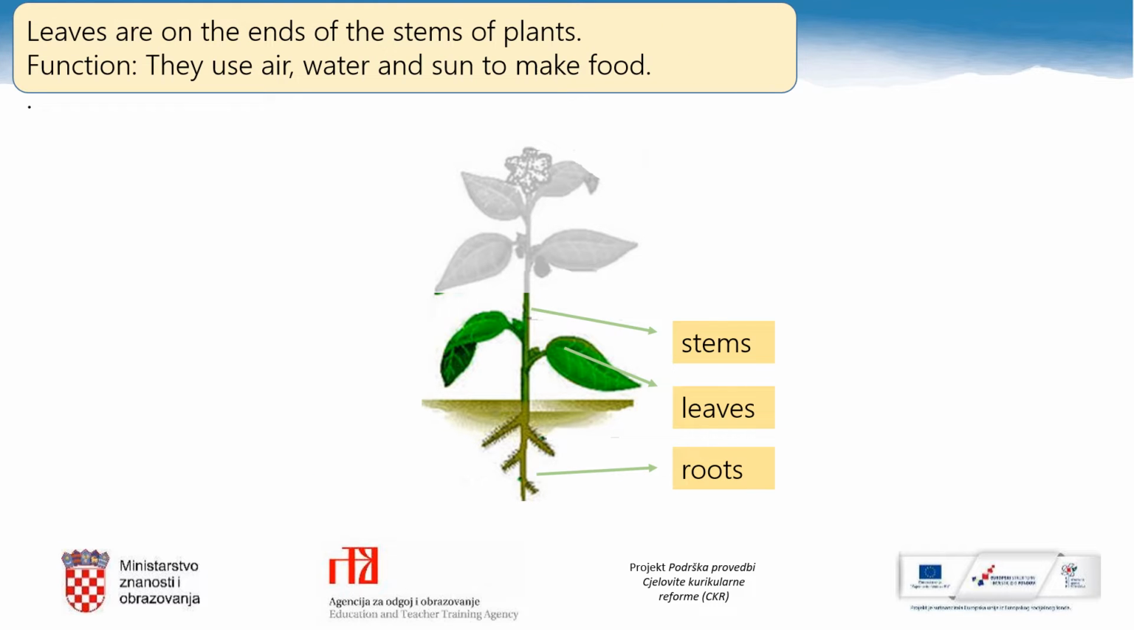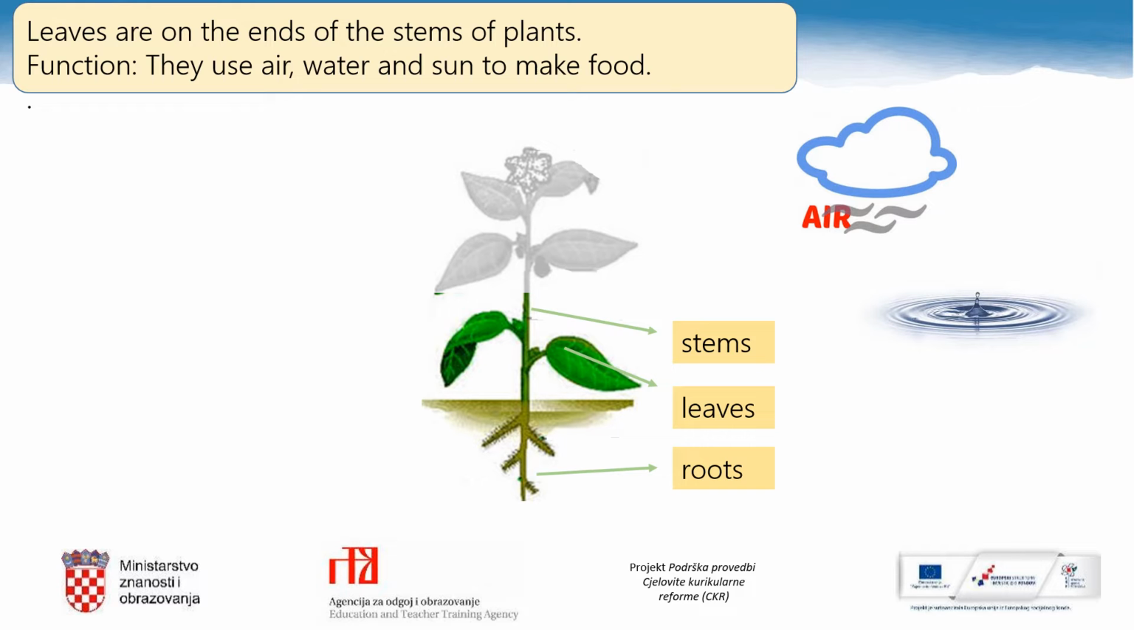The next part are the leaves. Leaves are on the ends of the stems of plants. And this is interesting. Plants make most of their food in leaves. Leaves take in air, and they use air, water, and sunlight to make food.